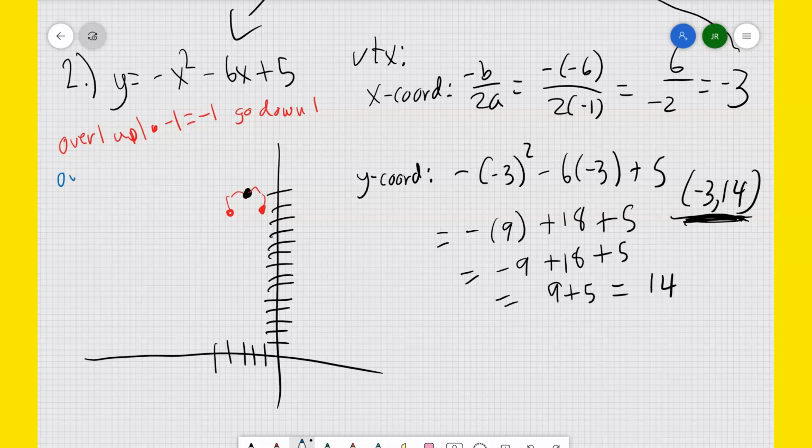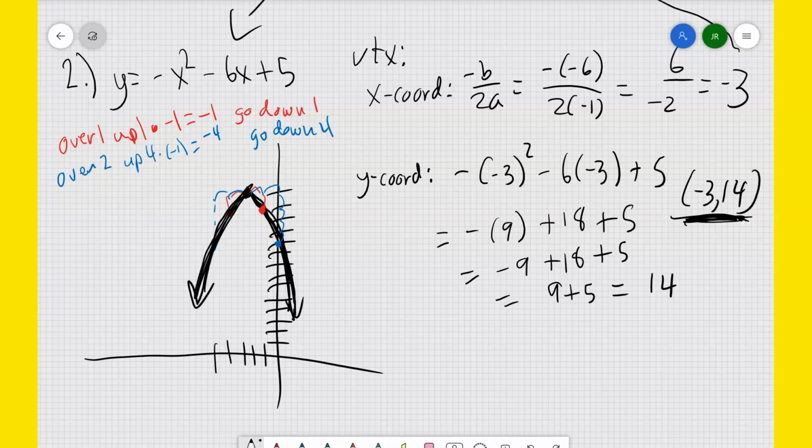Then I go over 2 and up 4 times a, which is negative 1. That's going to be negative 4. So I go down 4. So I go over 2, go down 4. 1, 2, 3, 4. Over 2 and down 4. So the same thing there. And here's my parabola. Good enough.